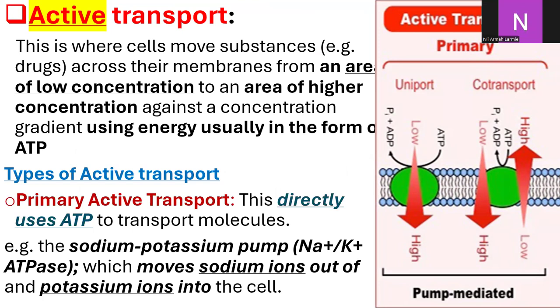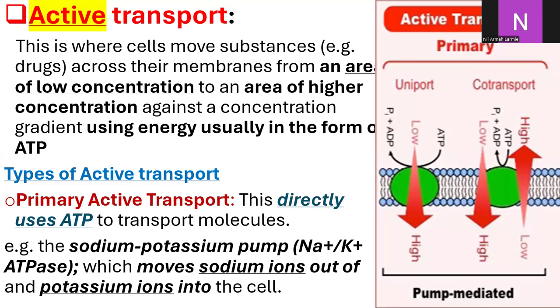And because it's going against the concentration gradient, there is always the need for energy. So usually, this form of transport uses energy. And the energy that is used, the cell's energy, is ATP, adenosine triphosphate. So active transportation is where the drug moves across the barrier from an area of low concentration to an area of high concentration, against the concentration gradient, using energy.